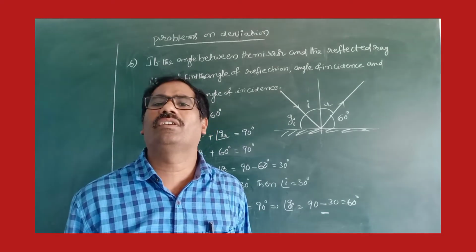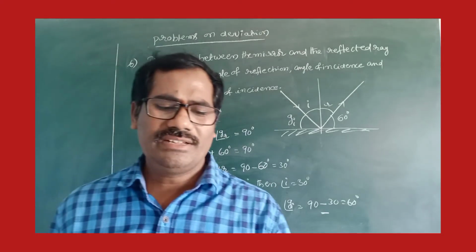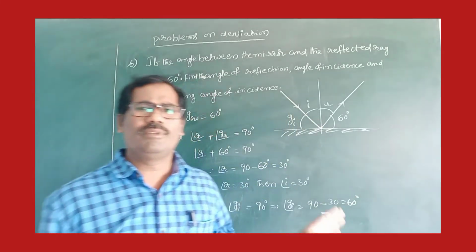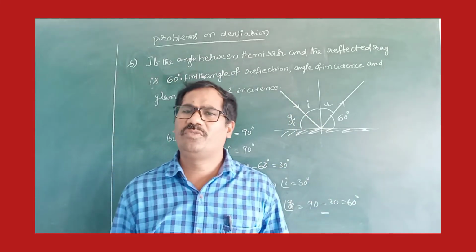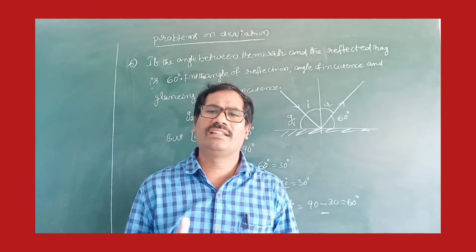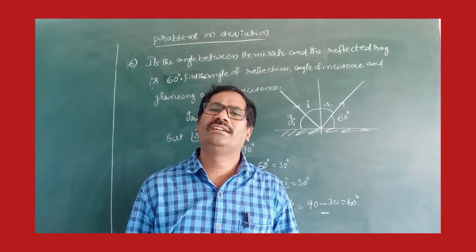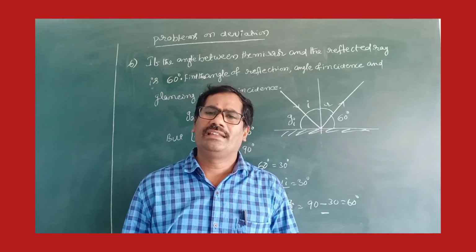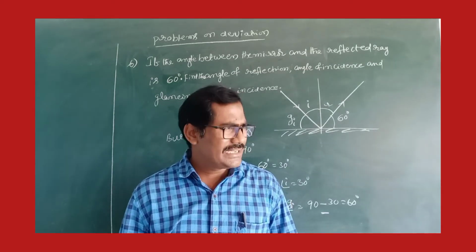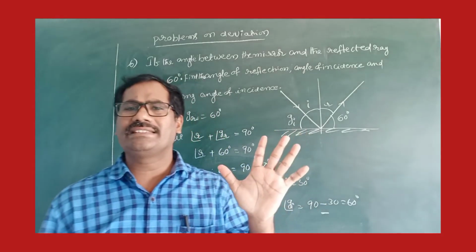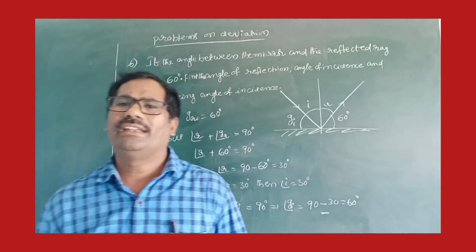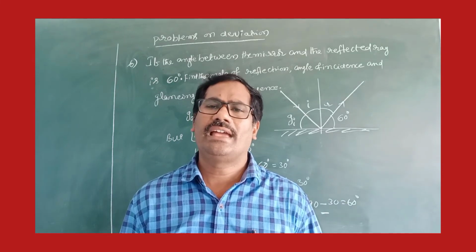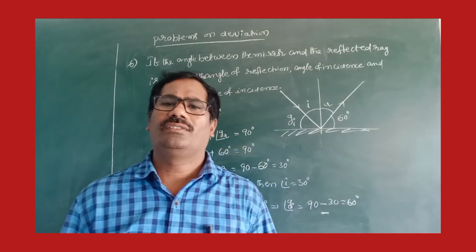That is okay. Okay, students. These are the problems on deviation. To find the incident angle, find the reflection angle. Next, angle of incidence. Next one, glancing angle of incidence, glancing angle of reflection. Next, deviation angle also. Okay? Okay, students.